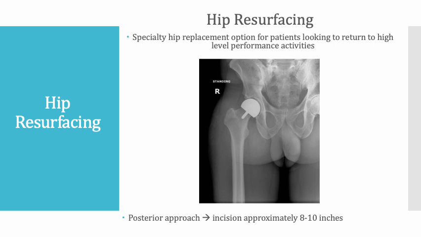Similar to a total hip replacement, Dr. Della Valle will still perform a posterior approach to the hip. Unlike a total hip replacement, a hip resurfacing incision is slightly longer, usually measuring 8 to 10 inches in length. Of note, patients with poor bone quality would not be ideal candidates for this procedure given the increased risk of femoral neck fractures.